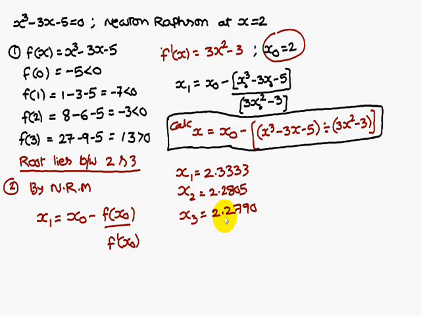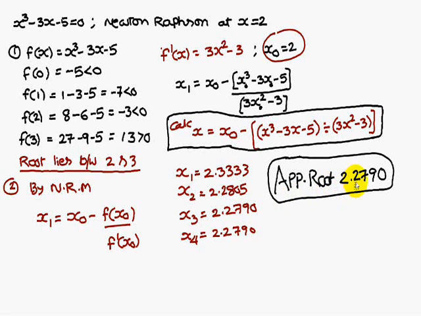Similarly, x3 is 2.2790. Similarly, x4 is equal to 2.2790. Therefore, x3 and x4 are the same values we are going to get. Therefore, approximate root is 2.2790.